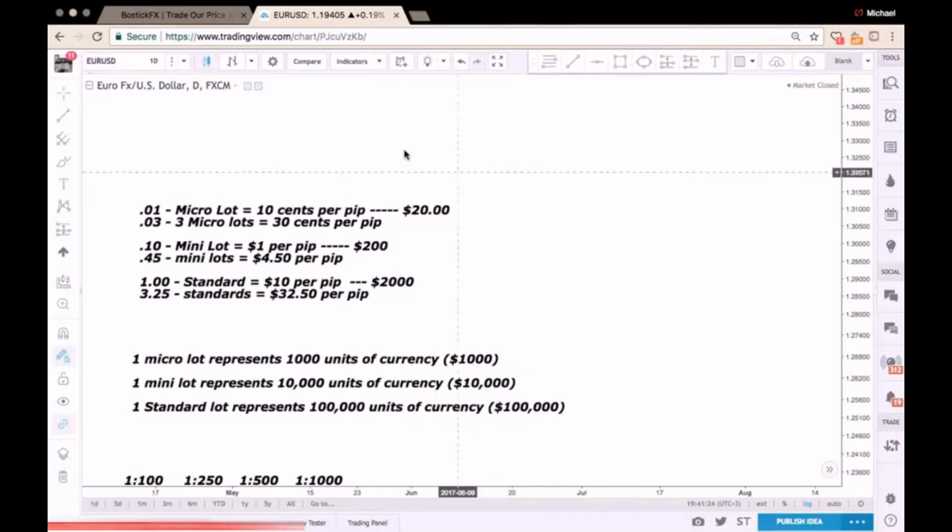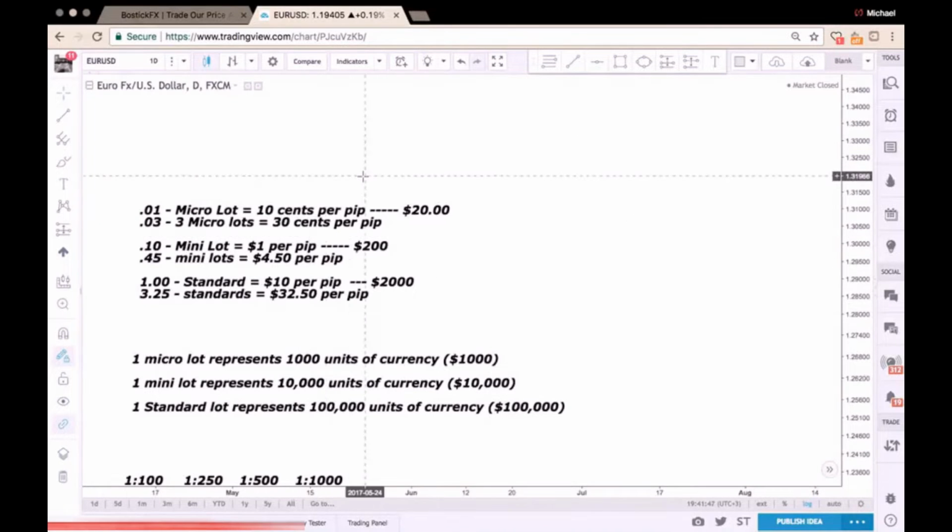What we went over in the previous video is the different sizes of positions, right? Micro lots, mini lots, and standard lots. And we talked about how much money each of those position sizes would make or lose us when we're trading.